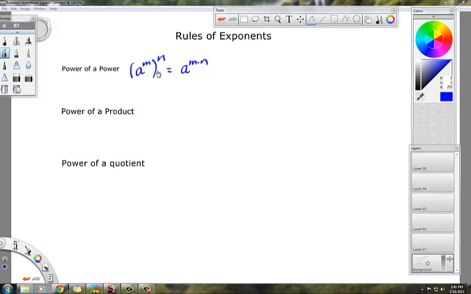Hello, Algebra 2 students. I'm talking about the rules of exponents, and I've got it all set up for you to talk about these three things. There are more, but today we're going to settle on these three.